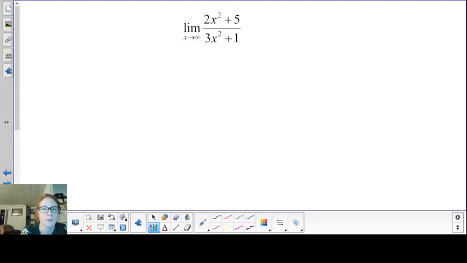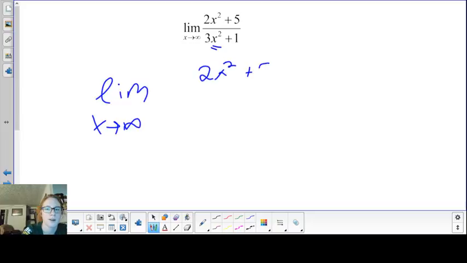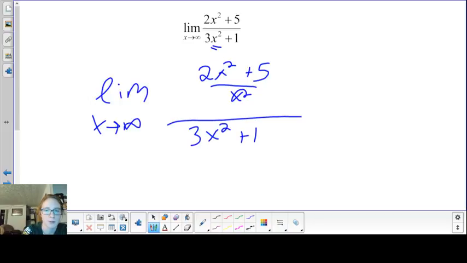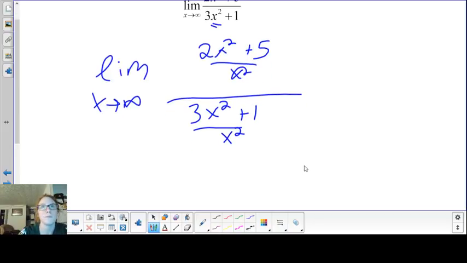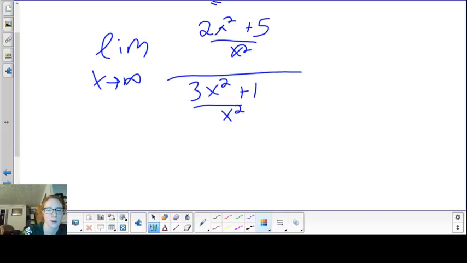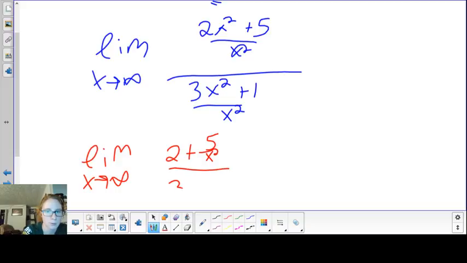Next one. Again, we have that x squared, so we're going to divide by x squared. So we have the limit as x approaches infinity of (2x squared plus 5) divided by x squared, over (3x squared plus 1) divided by x squared. Let's go ahead and reduce it down. So the limit as x approaches infinity of 2 plus 5 over x squared, over 3 plus 1 over x squared. Go ahead and take the limit of it. I'm going to get 2 plus 0 over 3 plus 0, which is just 2/3.